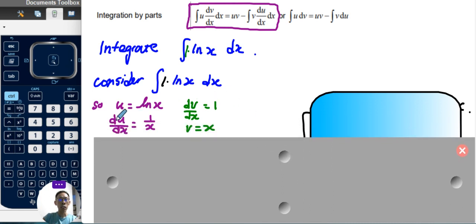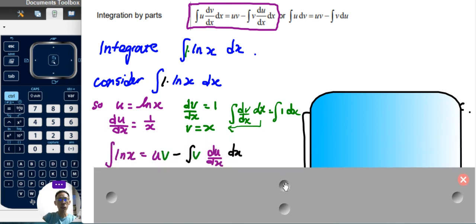And after that, we take the derivative here, du/dx is equal to 1/x, and then integrating this becomes v equal to x, because I have to integrate dv/dx with respect to x, and then integrate 1 with respect to x. So this is what I will get. That is v equal to x. Now, after we've done that, I can plug this into the formula, this particular formula.